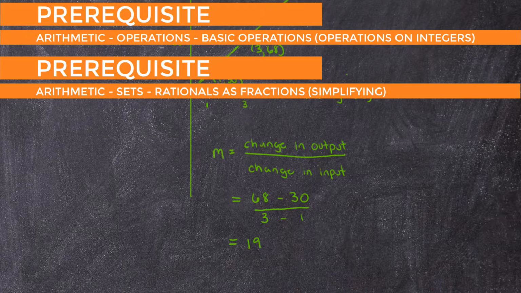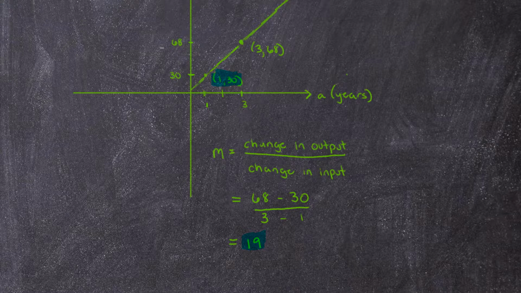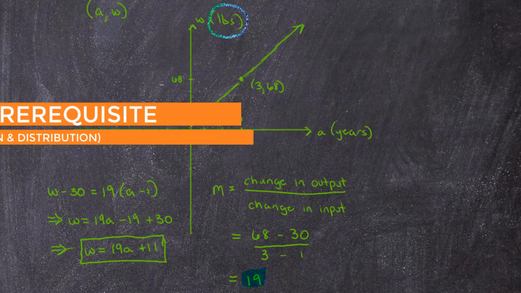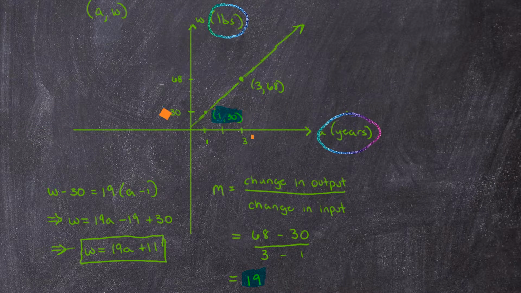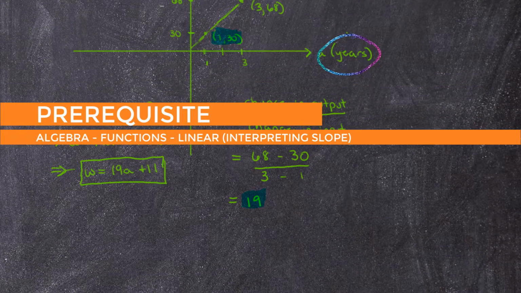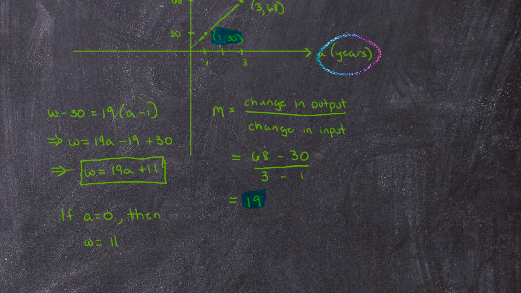Now that we have the slope, we can use either of the given points to form the equation. I'm going to go ahead and use the point with the smaller numbers because that's often the easier point to use. Plugging this into the point slope form, we get the following equation. But what does this mean? The units for the slope are pounds per year. So this means that I would gain 19 pounds per year. It also means that if we let age equal 0, I must have weighed 11 pounds at birth.